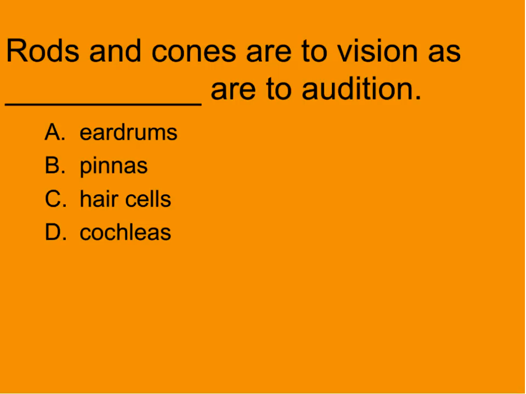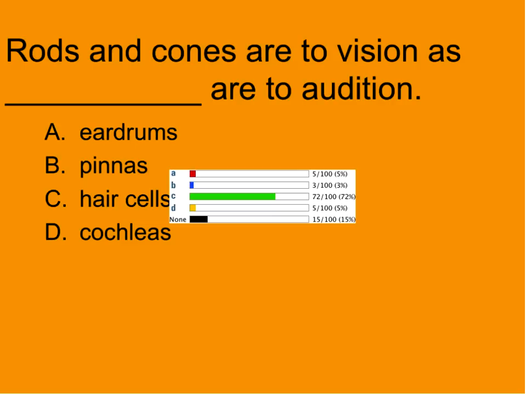Let me grab the results for you. That looks really good. 72 out of 85 saying hair cells. What's the connection here? How are rods and cones similar to hair cells? They're receptor cells for vision. Hair cells are receptor cells for hearing. Julia gets 1,000,000 bonus points for that explanation.